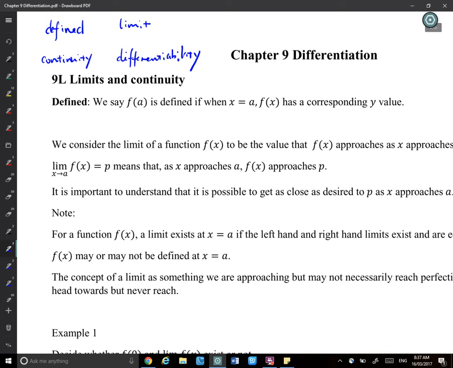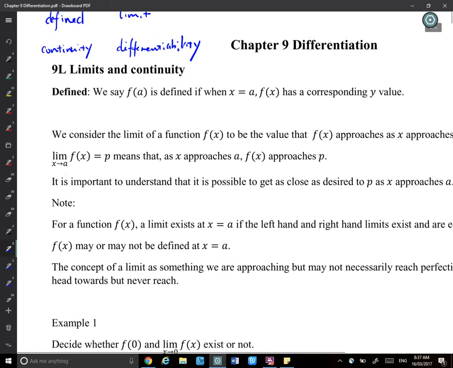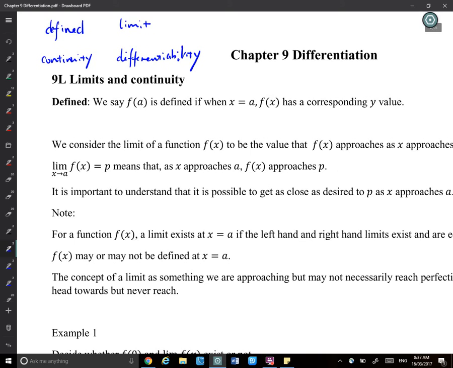Okay, so there are 4 things we can talk about according to one point. Okay, I give you a function or I give you a relation. I want to talk about a single point on this graph. 4 things I can talk about: whether it's defined, what is the limit, whether it's continuous, whether it's differentiable. So 4 things we can talk about according to one point on the graph. Today we talk about limits and continuity basically, and also we talk about defined. Defined is just one sentence.